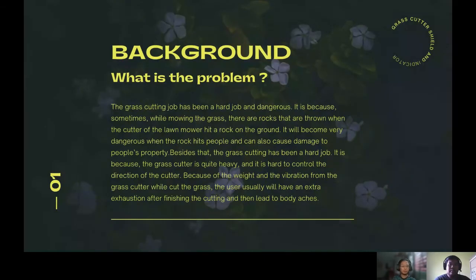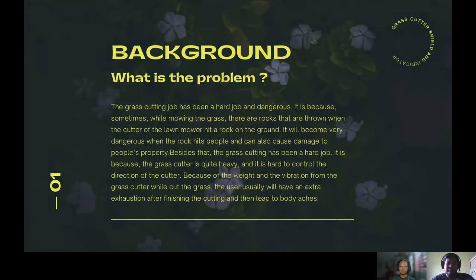So firstly, we present the background. Why are we creating this project? Based on the problem we had in real life, grass cutting has been a hard and dangerous job. Sometimes while moving the grass cutter, rocks are thrown when the cutter of the lawnmower hits a rock on the ground. It becomes dangerous when the rock hits people, and it can also damage property such as car windows, glasses and so on.